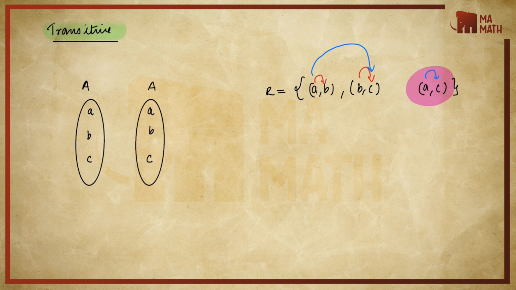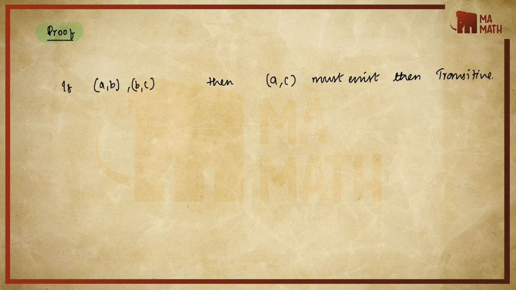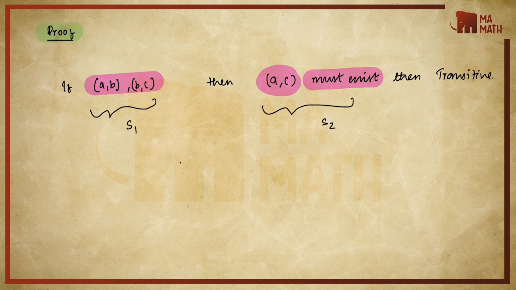So my question is, is a null relation a transitive relation? Let's understand that. The statement is, if (A, B) exists and (B, C) exists, then (A, C) must exist. Then a null relation will be transitive. So here we have two statements. If (A, B) and (B, C) exist, then (A, C) must exist. Let's say this is statement 1 and this is our statement 2. So this is again an if-then statement which we saw just before.